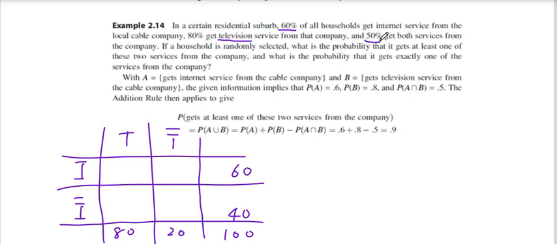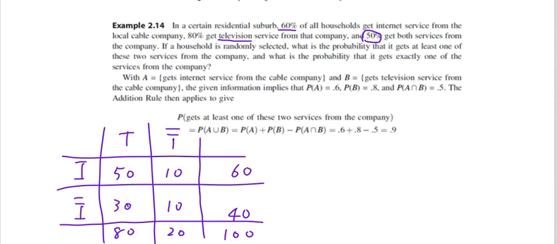So what is this? 50% get both services. So for both services, this is 50. Okay, so this is 10, right? So this is 10 and this is 30. Okay, so we can have this table.